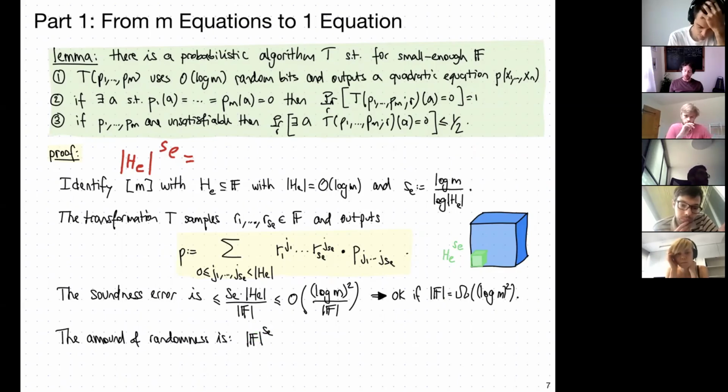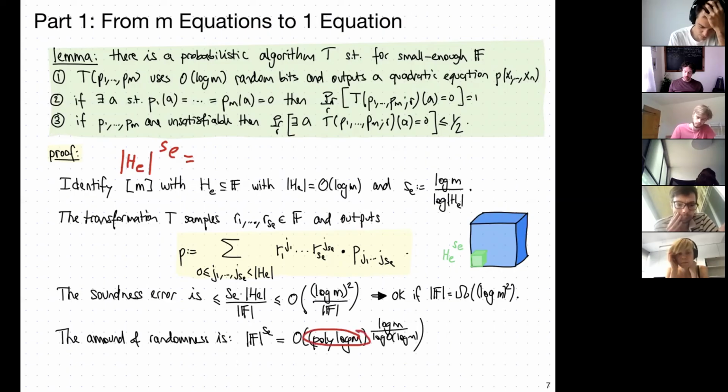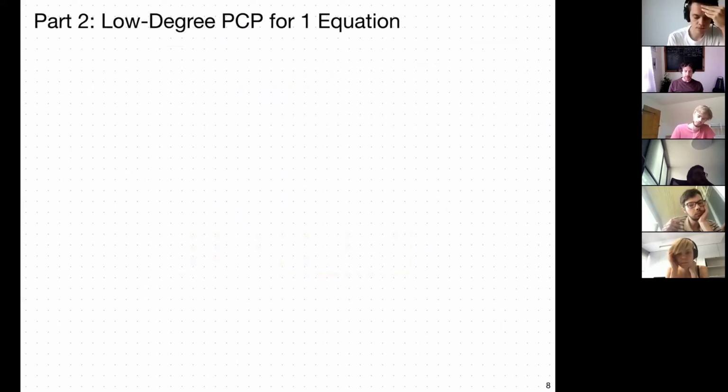If F is proportional to HE, then this would give us something which is polynomial, right? We chose F to be polylog M, and this would be to the power of log M to the log M. And the nice thing is that this amounts to something which is polynomial in M. So that's the way of doing this pseudo-random combination of linear equations.